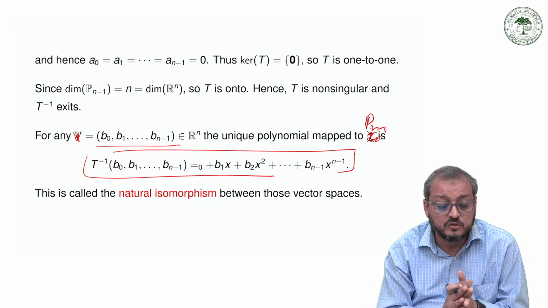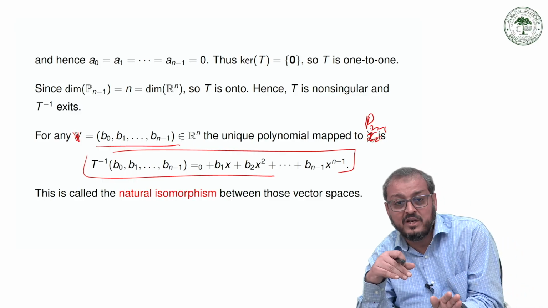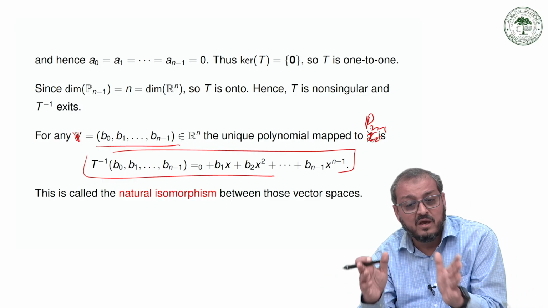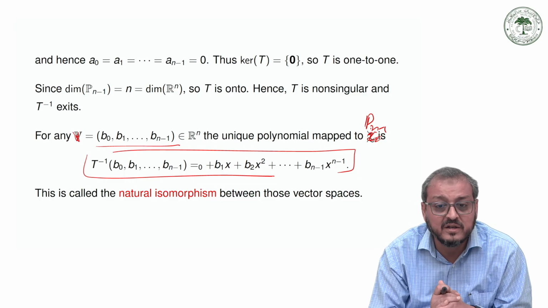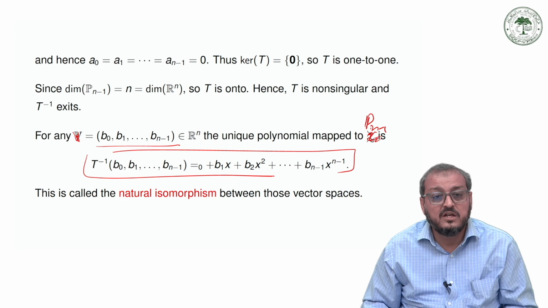vector spaces. So in general we can say that if we have any linear transformation T from P(n minus 1) to R to the power n that is an isomorphism, and its inverse also exists, then this is clearly called a natural isomorphism.